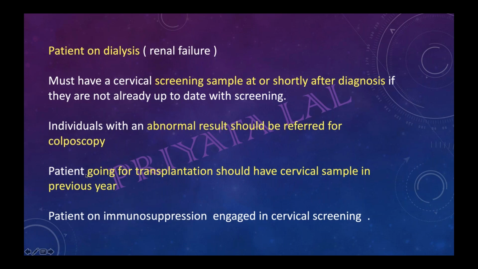This is for the transplantation they wrote. Again, what they wrote in the guideline, if any patient is on immunosuppression drugs, so you know this HPV, all this CIN and all these lesion HPV progression is more if the immunosuppression is there. So any patient who is in immunosuppression, they should be engaged in cervical screening. For example, they should not miss any cervical screening. So this much they wrote about dialysis, transplantation, and immunosuppression.